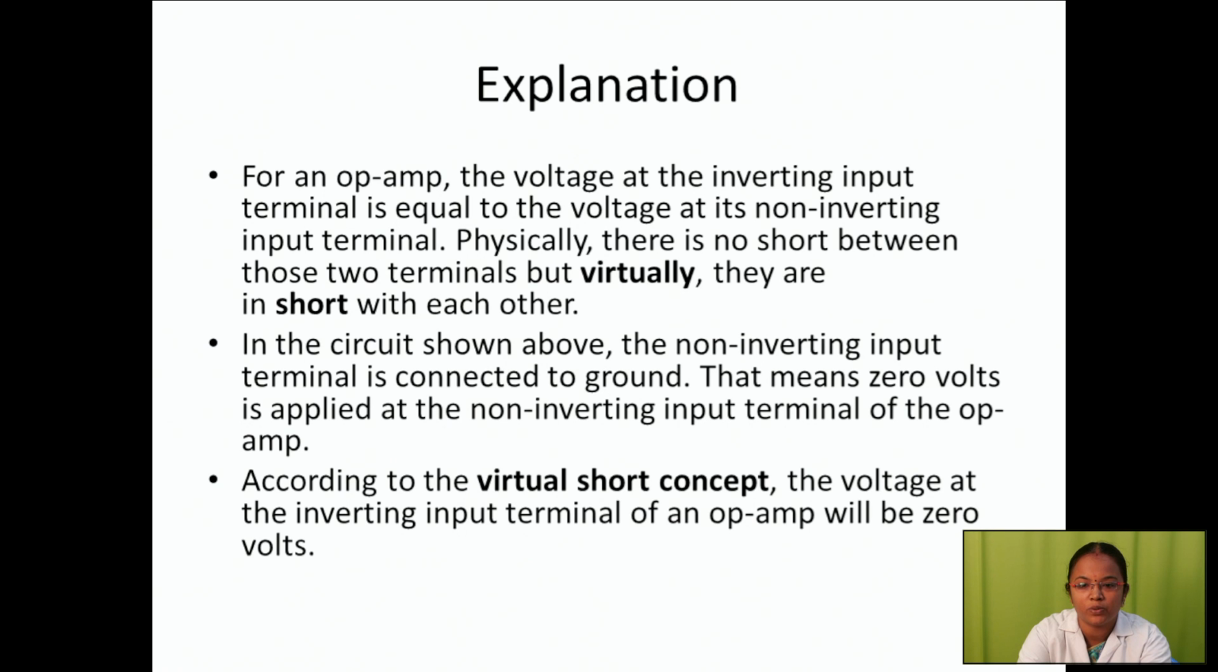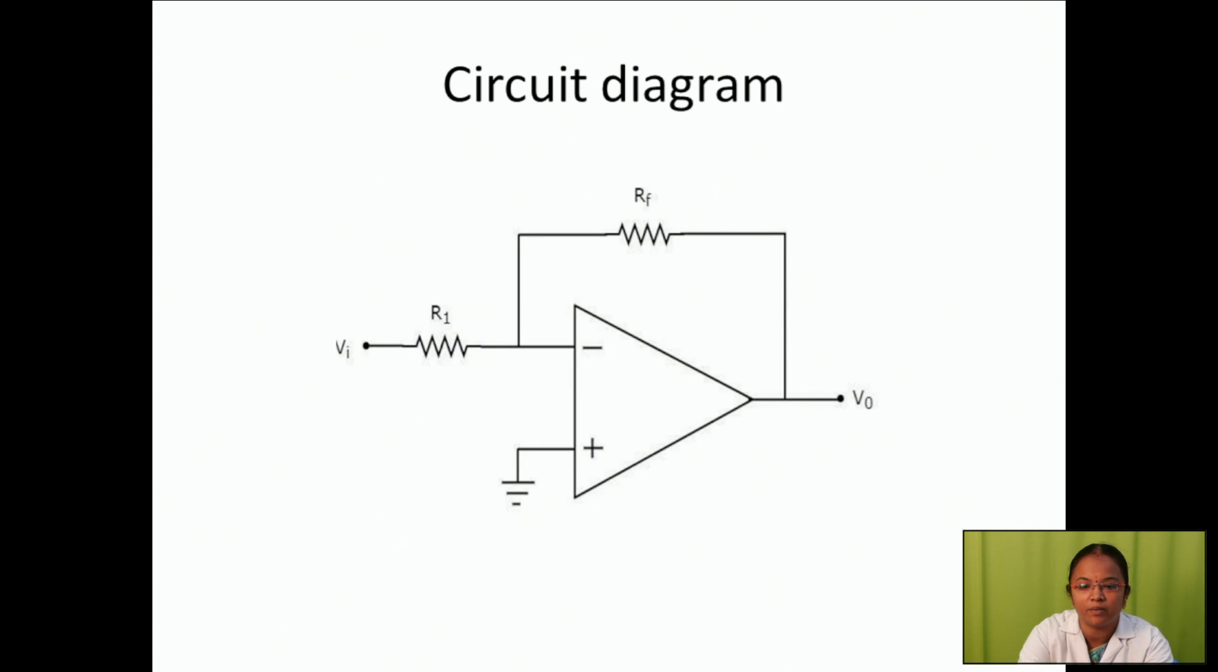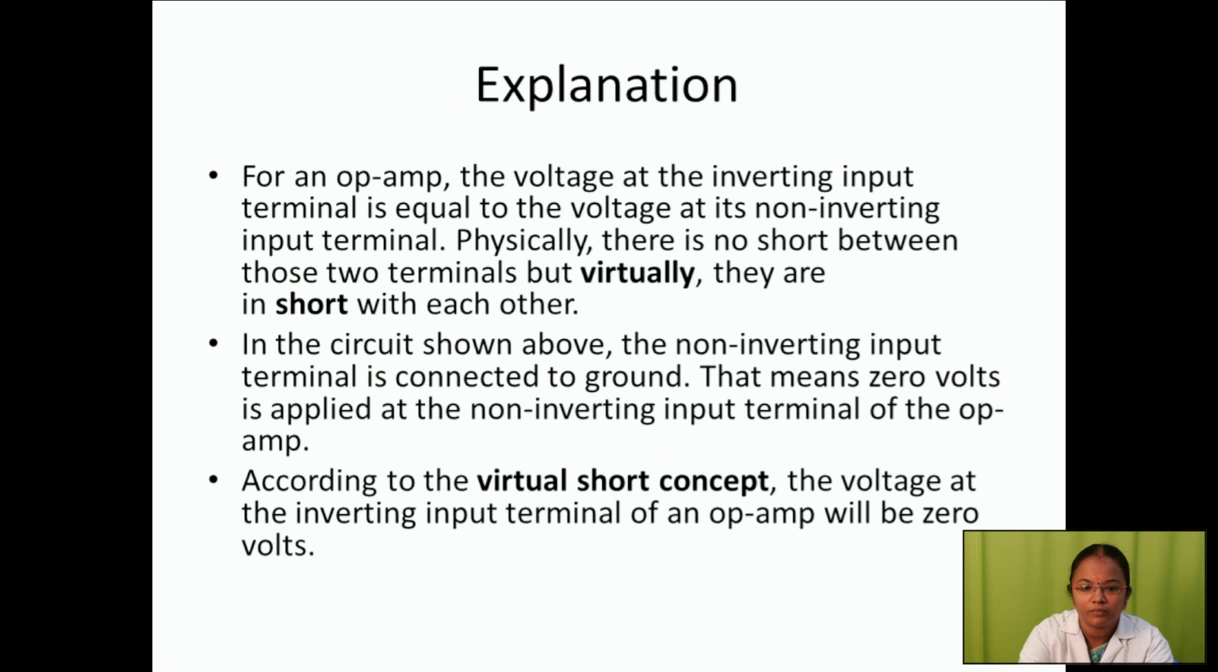So in the above circuit diagram, the non-inverting terminal is grounded, right? So the voltage across the non-inverting terminal is 0. By using the virtual ground concept, the voltage across the inverting terminal will also be equal to 0. So according to the virtual short concept, the voltage at the inverting input terminal of an op-amp will be 0 volts. So now we are going to derive the gain of this inverting amplifier.